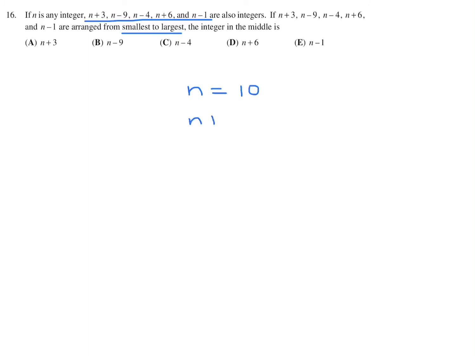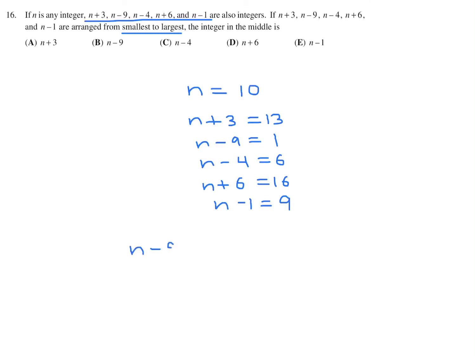So that means n plus 3 is equal to 13. n minus 9 would be equal to 1. n minus 4 would be equal to 6. n plus 6 would be 16. And n minus 1 would be equal to 9. So arranging this from smallest to largest would be n minus 9, and then n minus 4. Probably could have done this without any value for n, but that's okay. And then n plus 3 and then n plus 6. Right? That's pretty much all they're asking. And then the middle one is n minus 1. So 16, the answer is E.